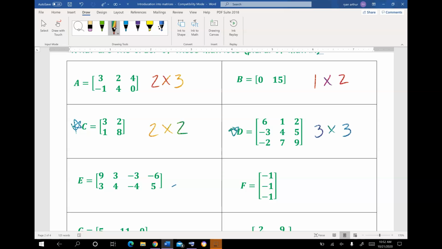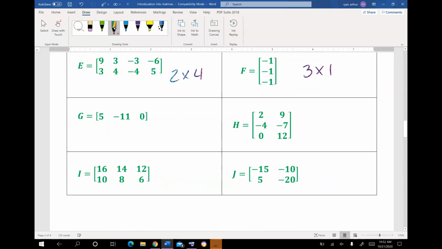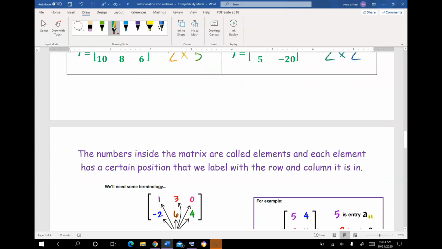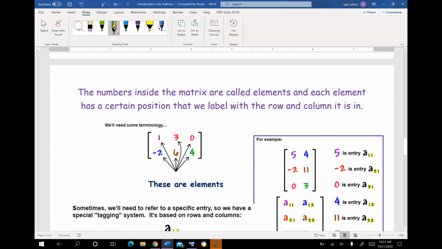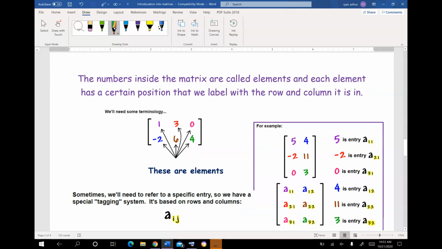This one is 2 rows by 4 columns. This is 3 rows by 1 column. This is 1 row by 3 columns. This is 3 rows by 2 columns. And this is 2 by 3. And then this one's going to be another 2 by 2. Okay? And that's all it's asking when it asks for the order or size or dimensions of a matrix. Okay? All right. It took me longer to make this note sheet than it is going over it.